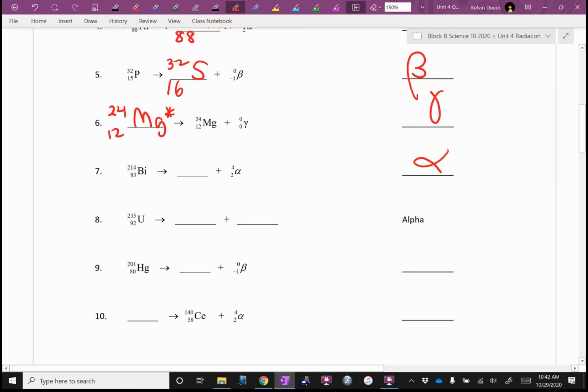Number 7, alpha. Starting with 214, so I got to finish with 214. That must mean this is a 210. 210 plus 4 is 214. And started with 83. I've used up 2 protons with the alpha particle. This must be 81, which is thallium.